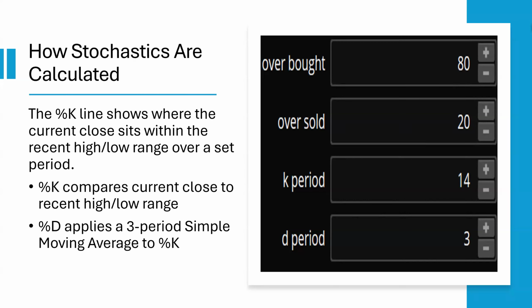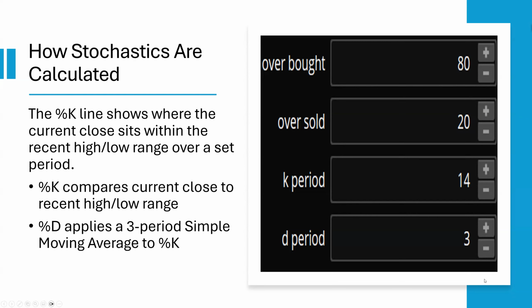And so percentage D is always 3. It's always 3. It doesn't change. You don't change it. It's always 3. Now, if you're a very aggressive short-term trader, you can use an EMA in the calculation of percentage D, but for the most part, it is a 3-period simple moving average of percentage K.